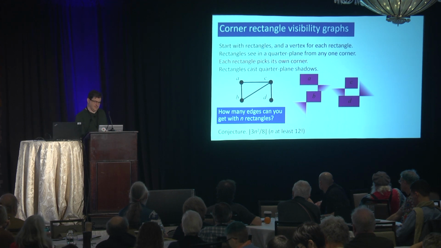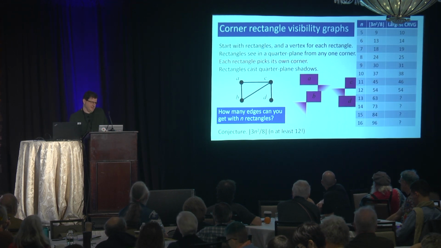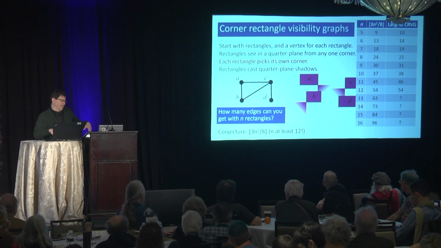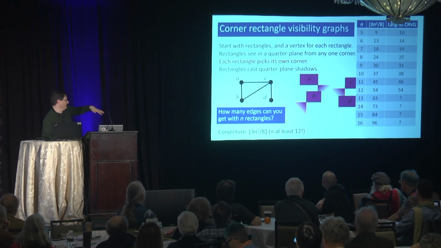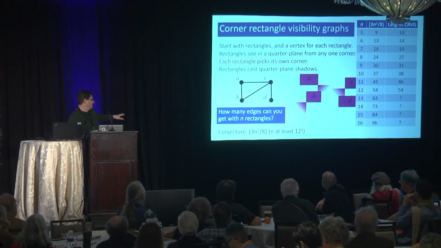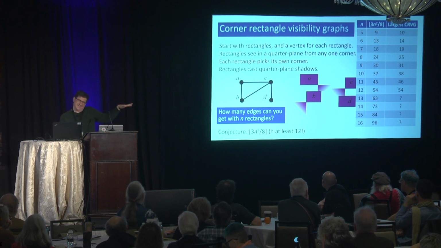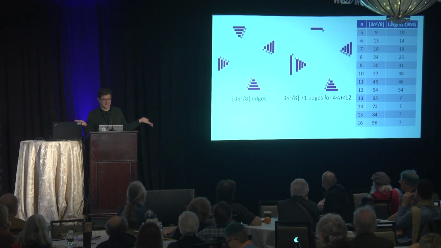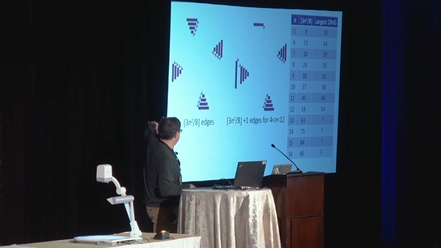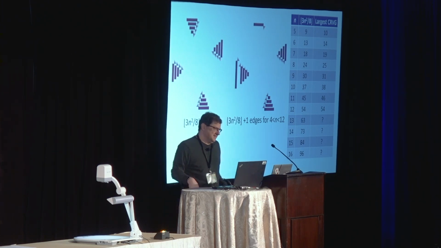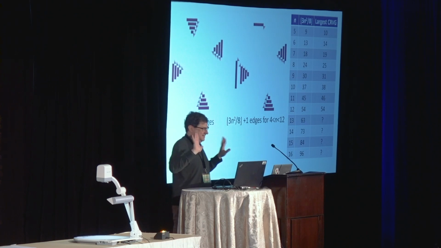The weird thing is this formula doesn't work for all numbers of rectangles up to 11. We actually have examples of rectangles that have one more line of sight than this formula. The formula only starts working for n equals 12. Here are the examples. For this construction of rectangles here, we get exactly 3n squared over 8. But for that construction of rectangles, we get 3n squared over 8 plus 1, but only up to n equals 11. And then it stops working, and we think that 3n squared over 8 is the best.